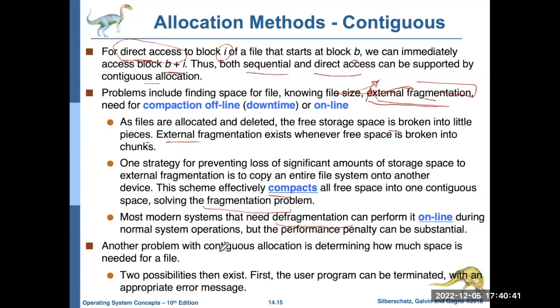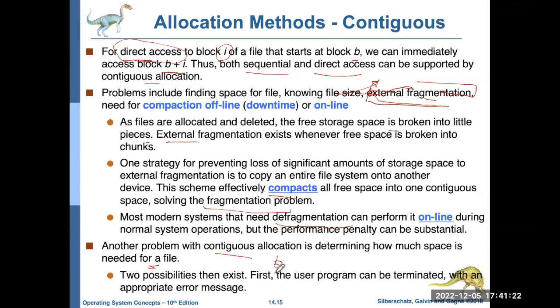Another problem with contiguous allocation is determining how much space is needed for a file. There are two possibilities, because we never know what the size of the file will be. It may be possible that the file is growing. Suppose we have allocated B blocks only, and as it grows, it may need more space. In that scenario, because we are using contiguous allocation, the whole bunch of blocks, or the cluster or group of blocks, has to be contiguous.